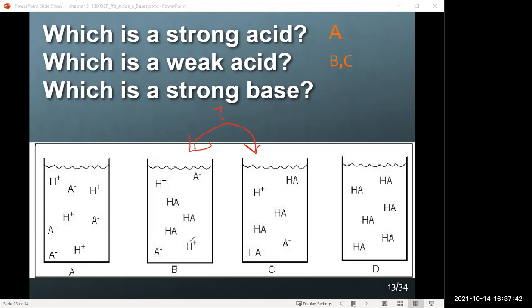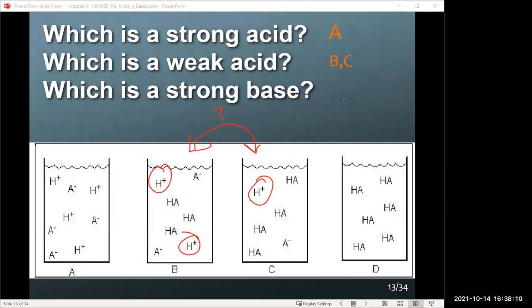Well, if you notice B, we have 2 protons relative to C that only has 1. So that suggests that B is a little bit stronger than C. Both of them are weak, but because B has a little bit more protons in solution, that makes it a little bit stronger relative to C, okay?